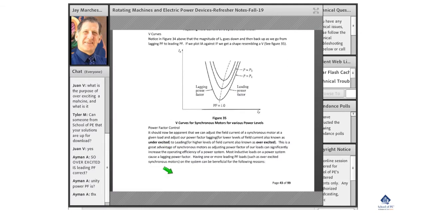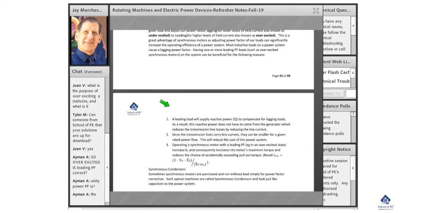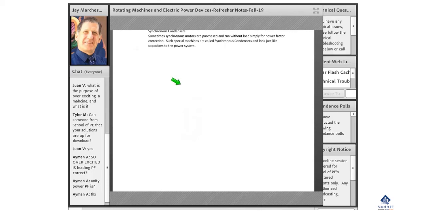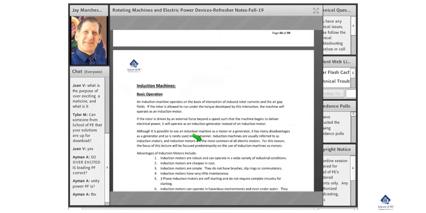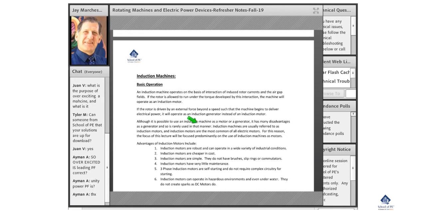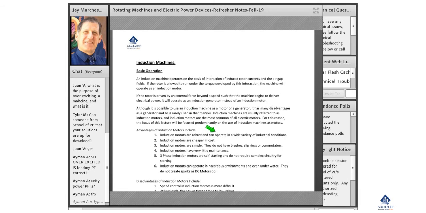Let's move on into induction machines. Induction machines are very different than synchronous machines, so we'll talk a little bit about the basic operation of them. We'll talk about the benefits, the advantages of induction machines. You see a lot of induction motors out there, especially smaller motors. And then ultimately we'll talk about single-phase induction machines, because there are some unique challenges associated with them.